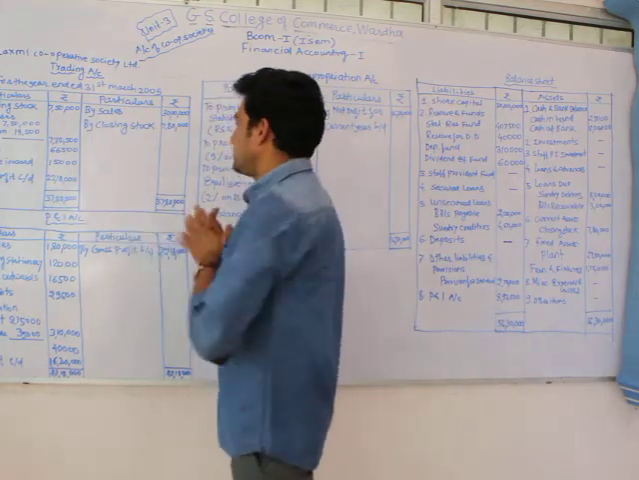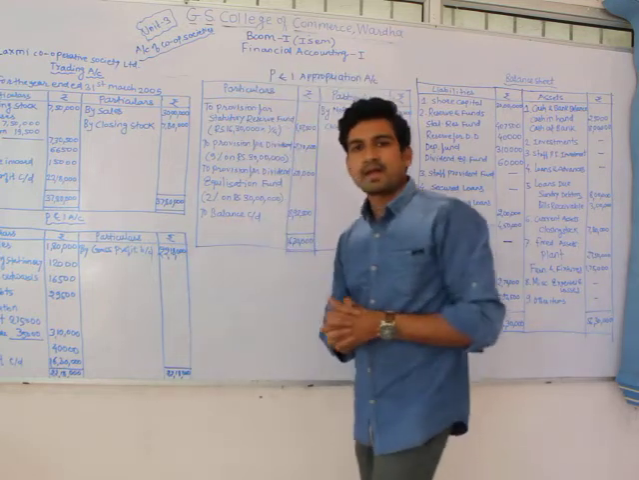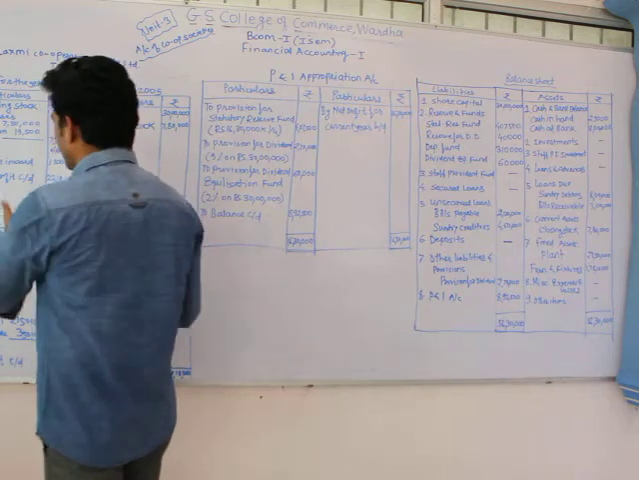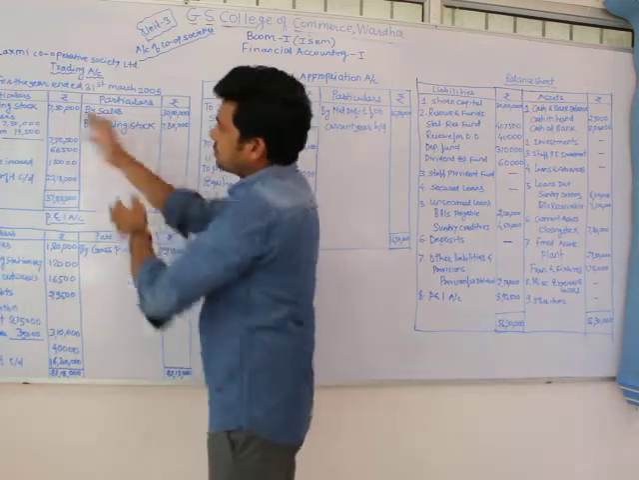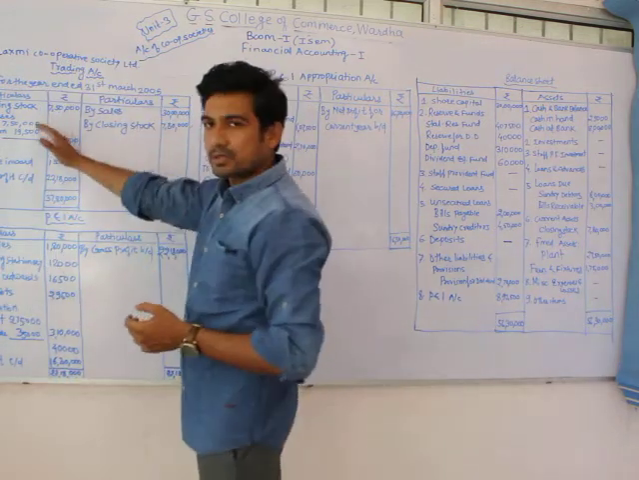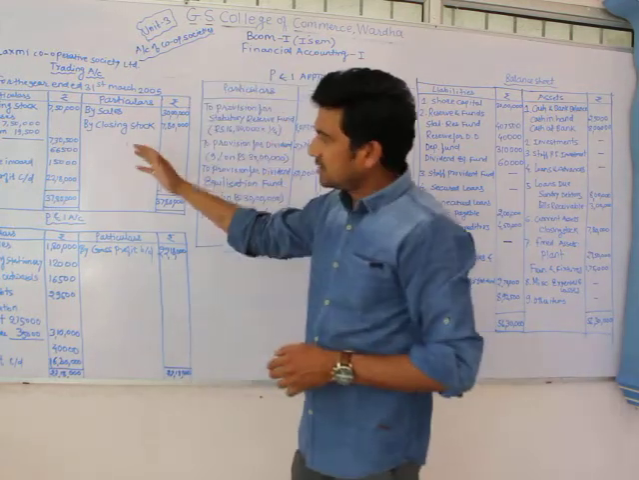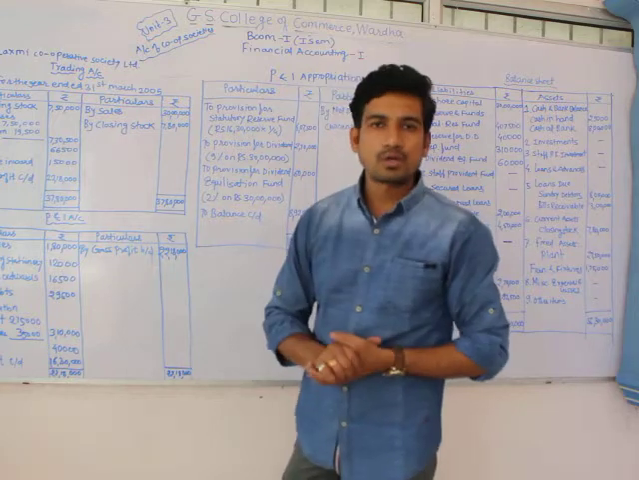These two sides get balanced at 37,80,000. The difference is mentioned as gross profit because the credit side is more than the debit side. So the difference is 22,18,000. That is going to be transferred to the profit and loss account.